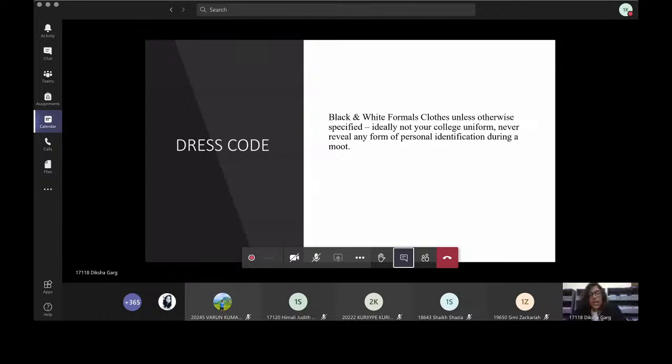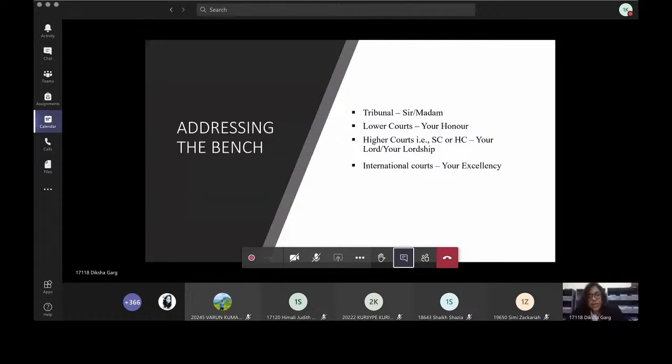Addressing the bench. Now, as Himali and Shazia talked about, bench is basically a panel of judges. Regarding which court you're approaching, the answer you'll find is in your moot proposition. So always know which court you're addressing. If you are in a tribunal, you will refer to the judges as sir or madam. If you're in the lower courts, which is district court and below, you will go with your honor. If it's higher courts, that's the Supreme Court or the High Court, you would be referring to them as your lord or your lordship. And if it's the international courts, the term used is your excellency.